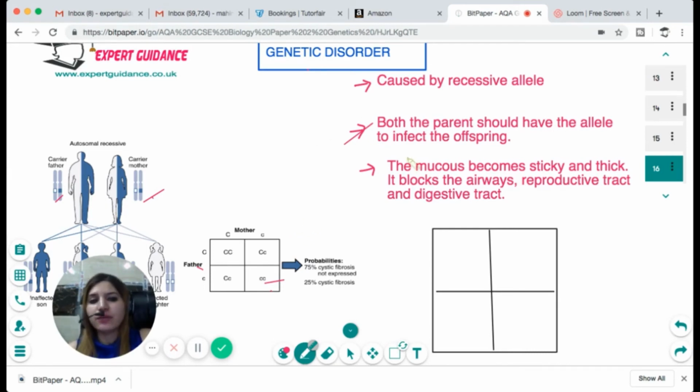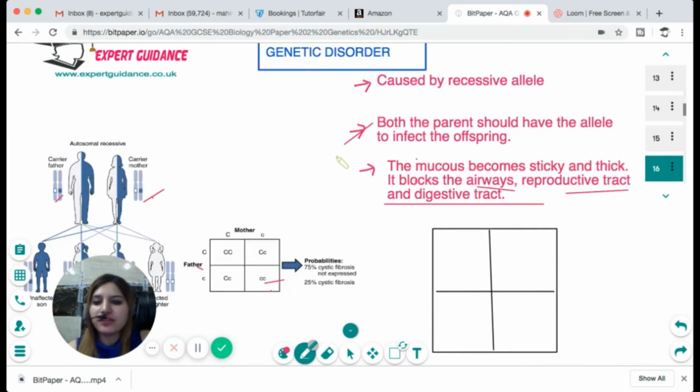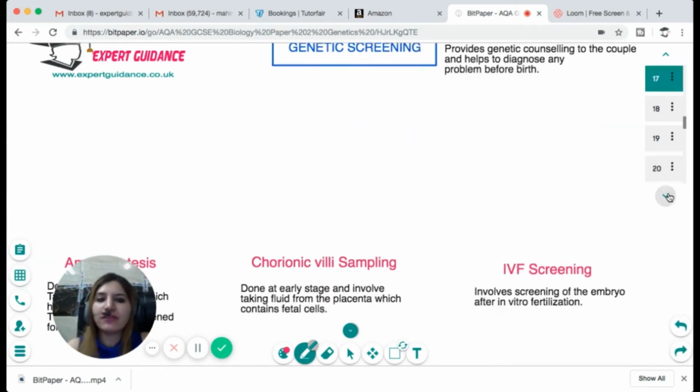Now, cystic fibrosis is a disease in which a thick, sticky mucus is developed, and it blocks the airway, reproductive tract, and digestive tract. Now, what you need to remember here is, in dominant inheritance, one of the parents should be affected in order to make the child affected. But in a recessive one, both the parents should have the allele in order to make the child affected. Now, in the exam, they can give you different combinations and ask you to make the cross and predict the percentage of the offspring that will be affected.